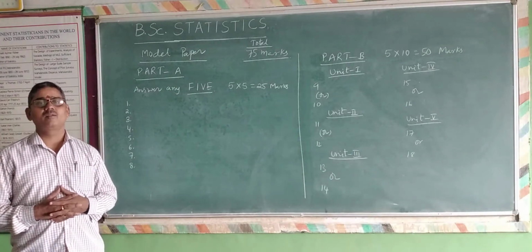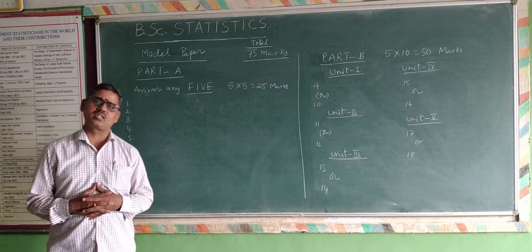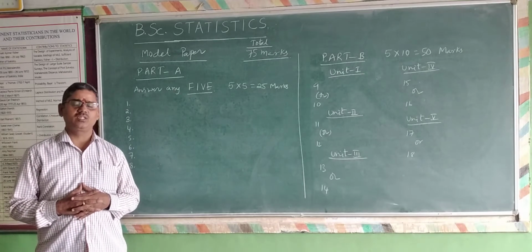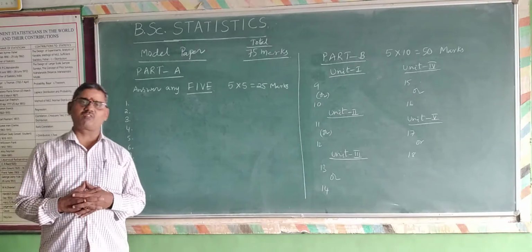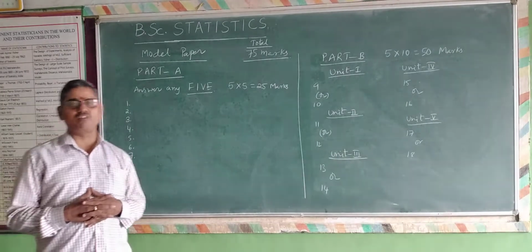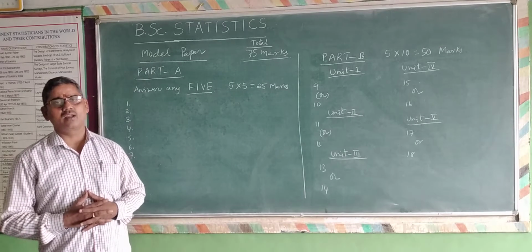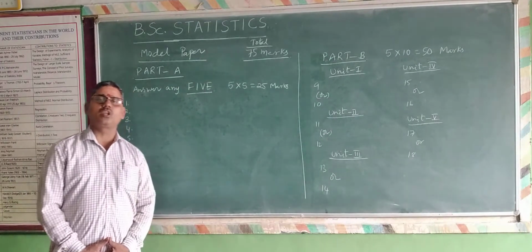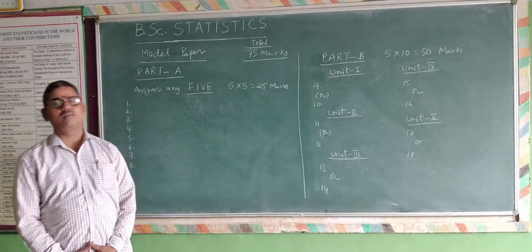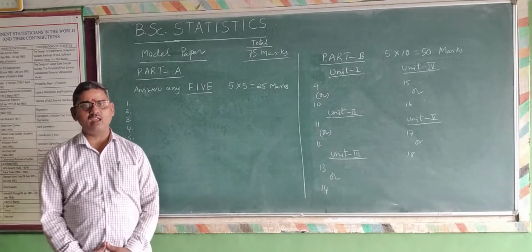I hope you understand my attempt, and the model paper of this statistics subject for BSc students. The model paper of statistics for BSc will be in this fashion. You have to prepare by concentrating on 3 units first and 4 units next. The 2 levels are: first select 3 units and prepare, then at the second level select 4 units and prepare for the examination. This is the way I have explained here.